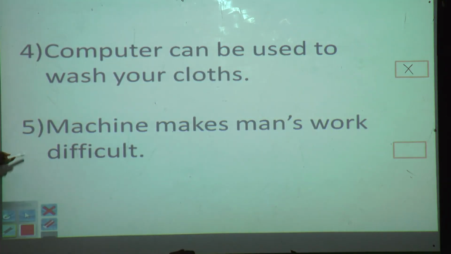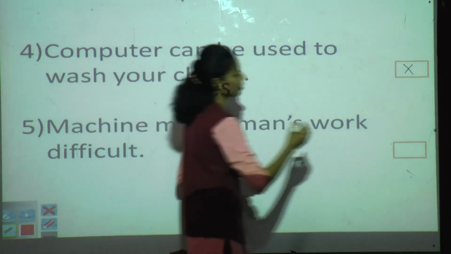Now last number. Machine makes man's work difficult. Machines are useful to us or it is difficult to us? Machines are useful for doing our work easier. Then is it right or wrong? It is wrong.